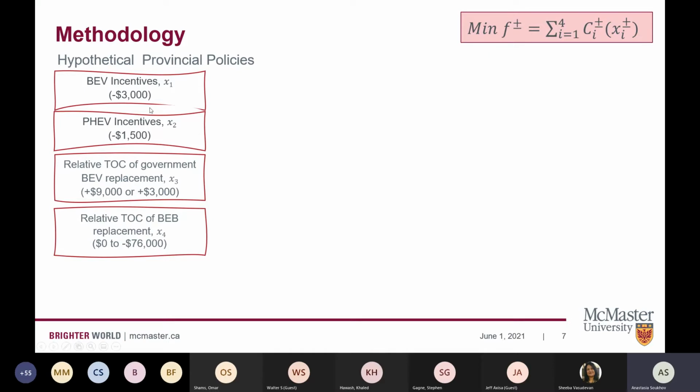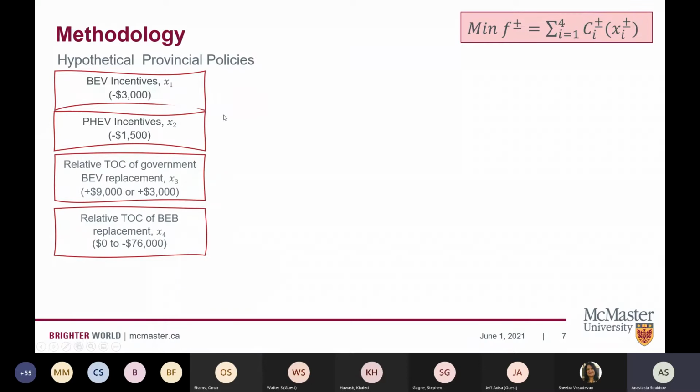For BEV incentives, I just assumed $3,000 per incentive. This is what British Columbia gives out to people who purchase a new battery electric vehicle, and $1,500 for a plug-in hybrid electric vehicle. So those are the first 2 policies, X1 and X2.